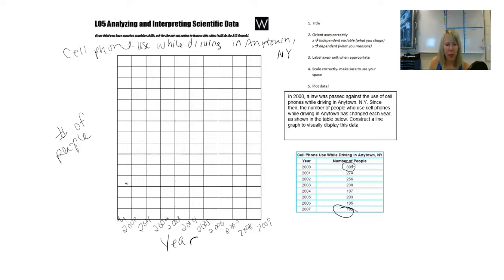So we have 15 boxes going up. If I were to start at 0 and go up by tens, 10, 20, 30, 40, 50, 60, 70, 80, 90, 100, 110, 120, 130, 140, 150, I'm not going to get up to the number that I need. So I thought about this beforehand.